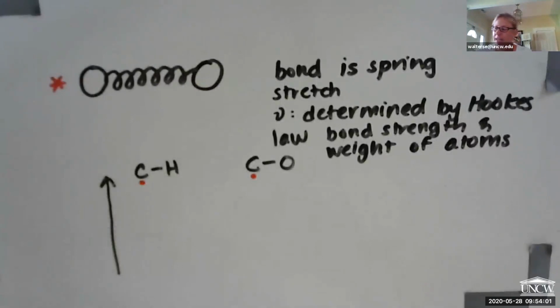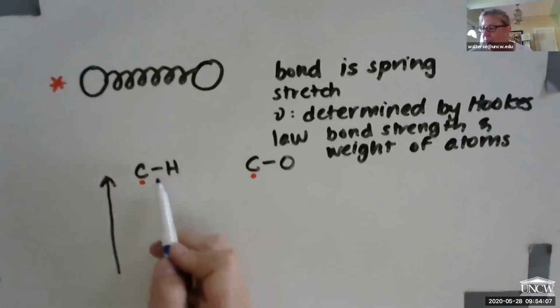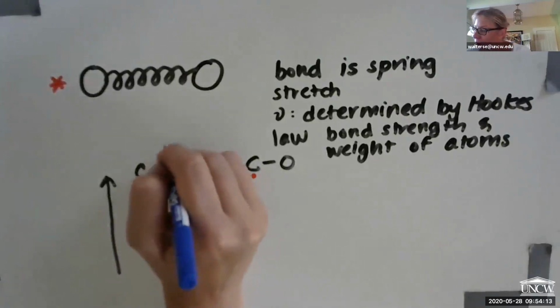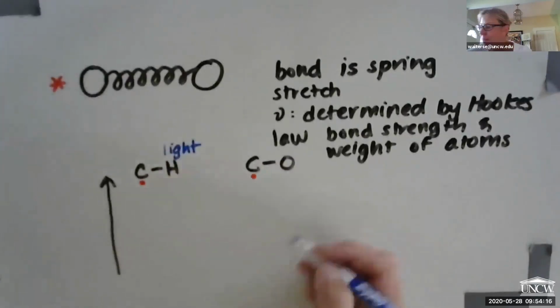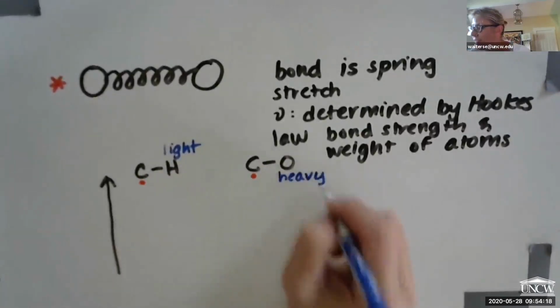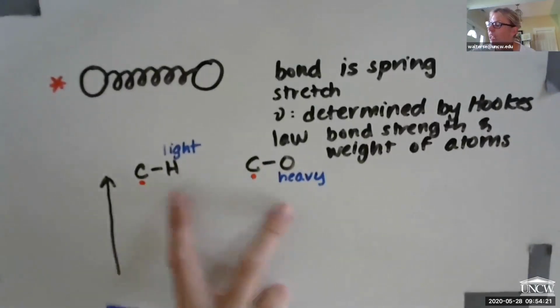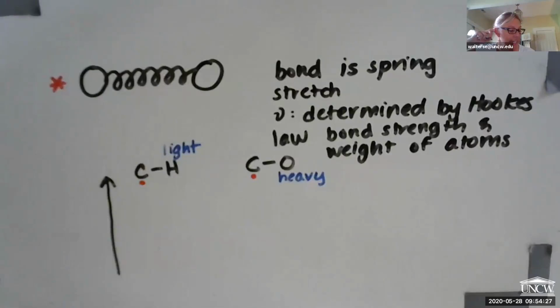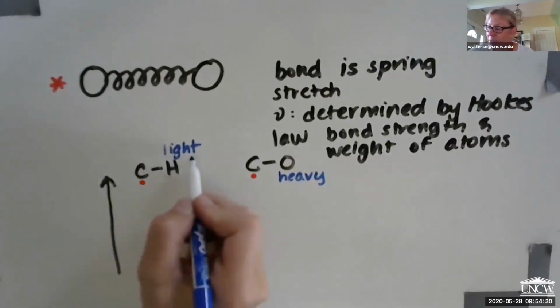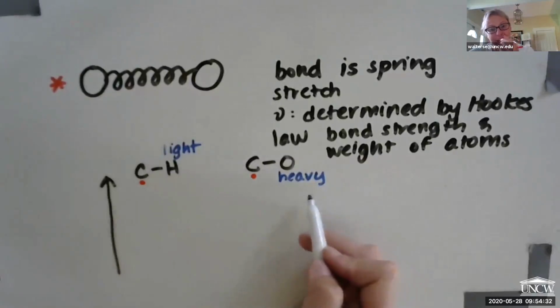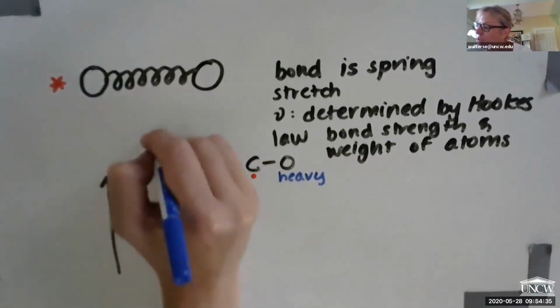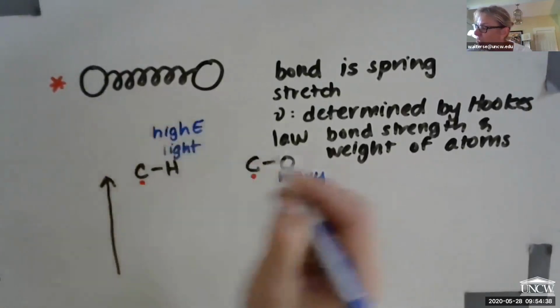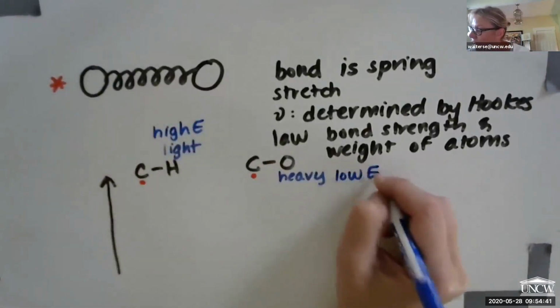And what we're talking about is how this bond, it's not that the atoms are shaking. That's not what they're doing. It's that this bond between them is stretching like a spring. So carbon to a light atom versus carbon to a heavier atom, because comparatively, oxygen is much heavier than hydrogen. So it is easier to move light things than it is to move heavy things. So these are high energy vibrations. These are lower energy vibrations.